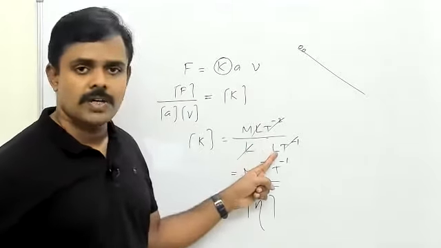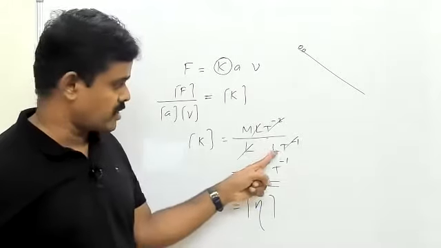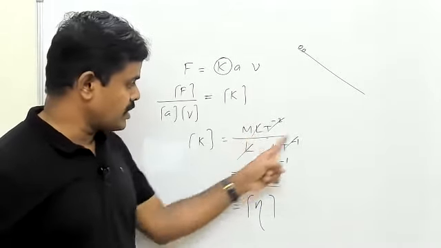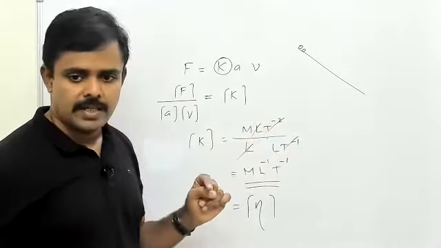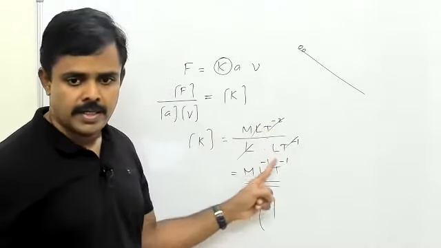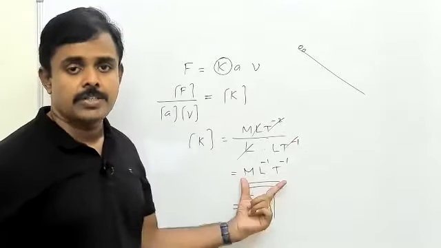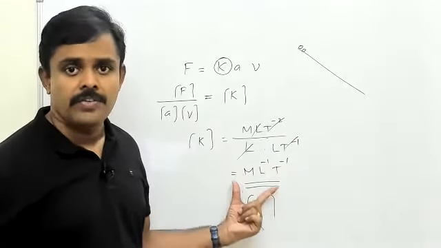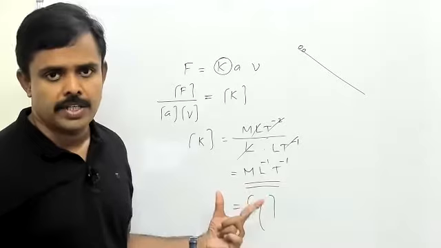Velocity is what? Velocity is LT raised to minus 1. L and L are cut, T raised to minus 1 and T raised to minus 1 cut, you get T raised to minus 1. This L goes to the numerator: ML raised to minus 1, T raised to minus 1. This is actually the dimension of viscosity, the coefficient of viscosity.